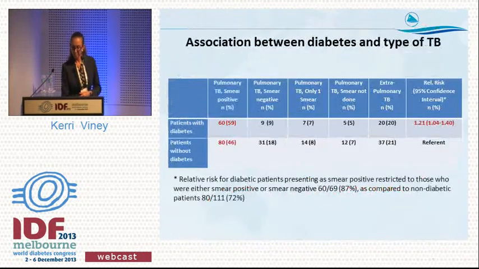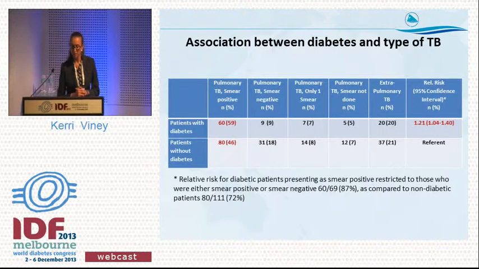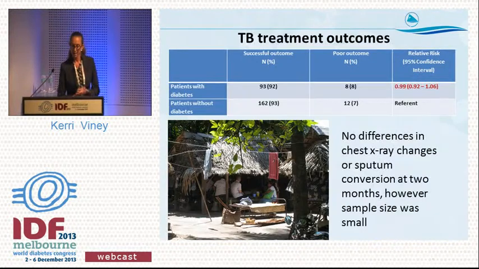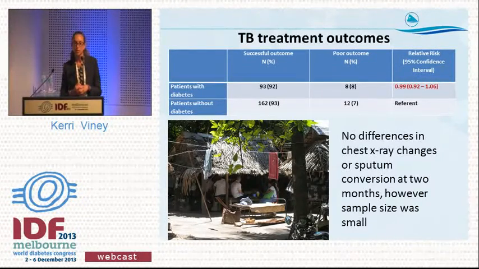We also looked at whether patients with diabetes were more likely to have smear-positive tuberculosis, so an infectious form of pulmonary tuberculosis, and they were slightly more likely to be infectious with a relative risk of 1.2. And finally, we looked at treatment outcomes, and we actually found no difference between TB patients with diabetes and TB patients without diabetes. However, the number in our sample was quite small and wasn't sufficiently powered to detect a difference.